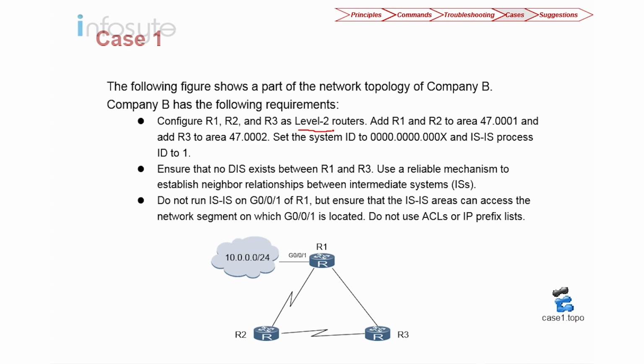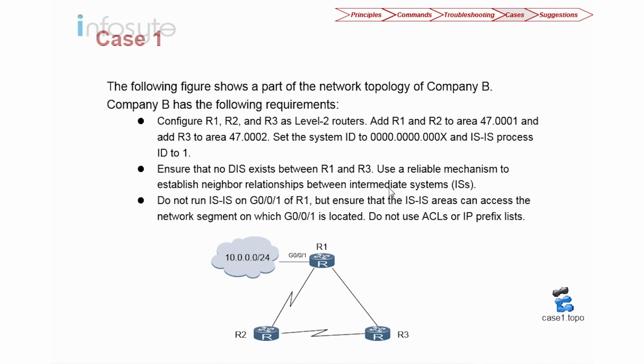Now the second requirement is to ensure that no DIS exists between R1 and R3. If you look into the topology, R1 and R3 are using Ethernet, and that will be using broadcast. Since the requirement is not to allow the use of DIS, the solution for us is to enable point to point.